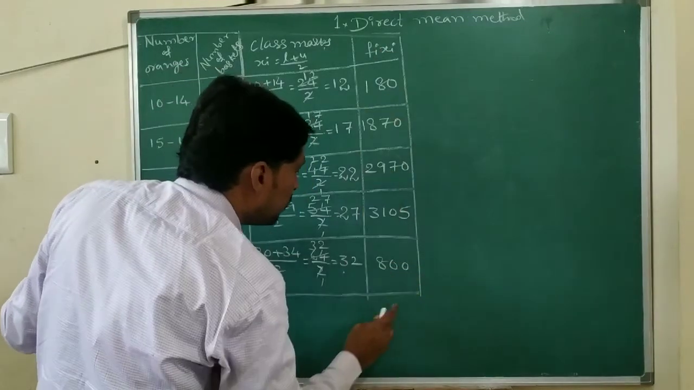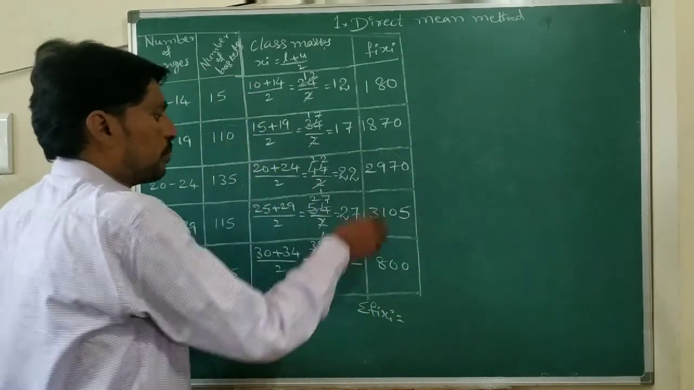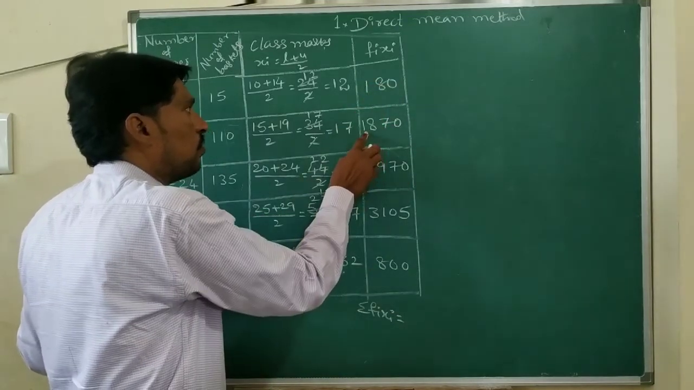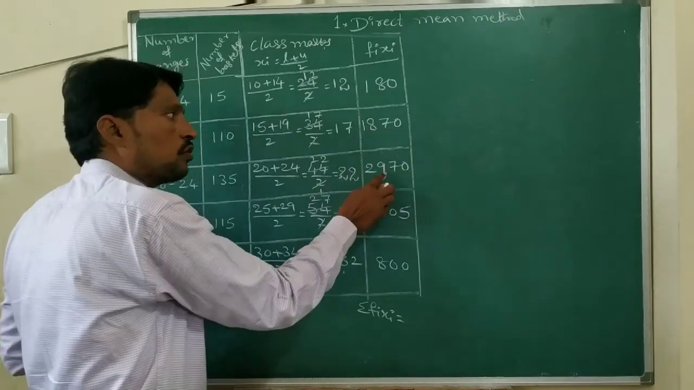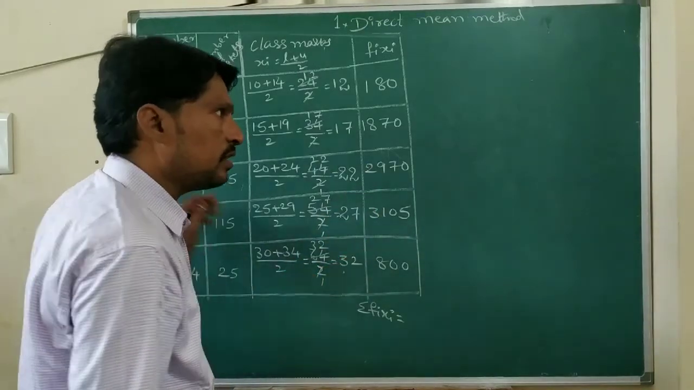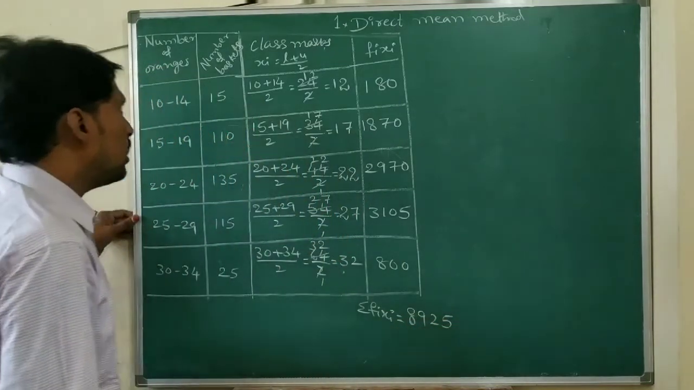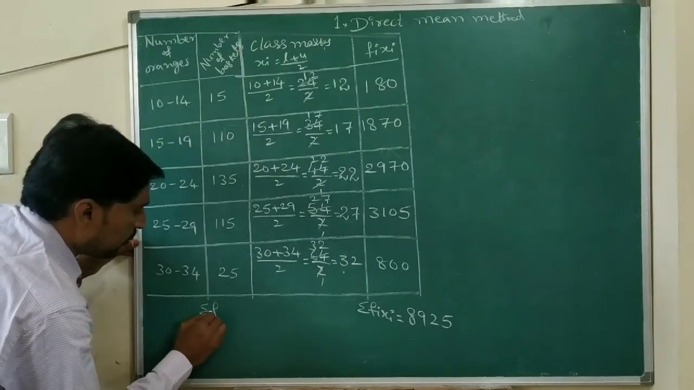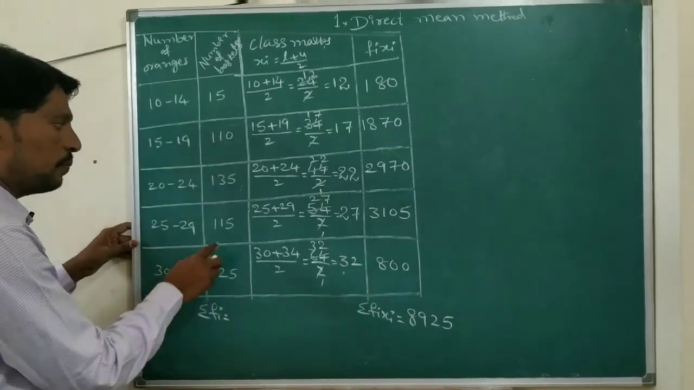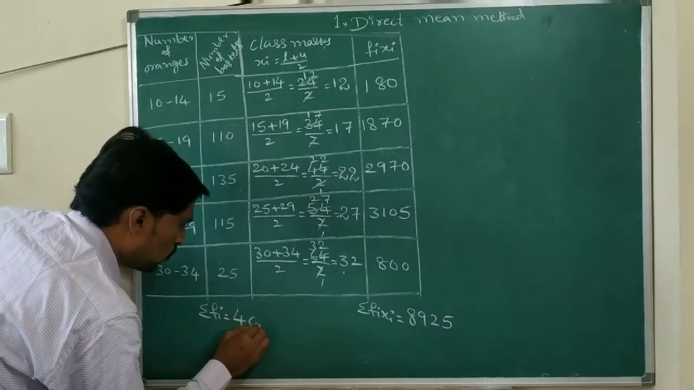Now you can add all this. Sigma fi xi: adding 180 plus 1870 plus 2970 plus 3105 plus 800, we get 8925. Now the frequencies also we can add, sigma fi: 15 plus 110 plus 135 plus 115 plus 25. Adding all this, we get 400.